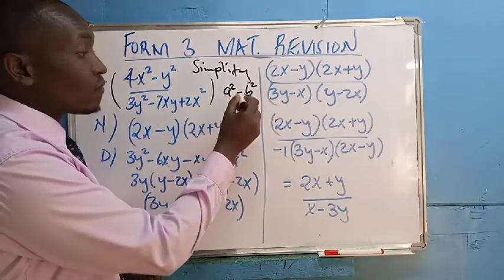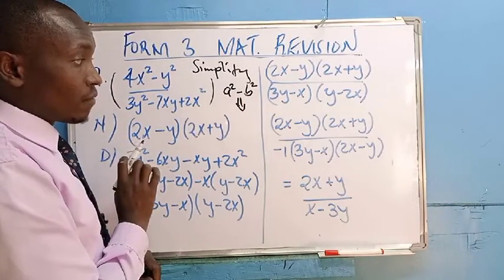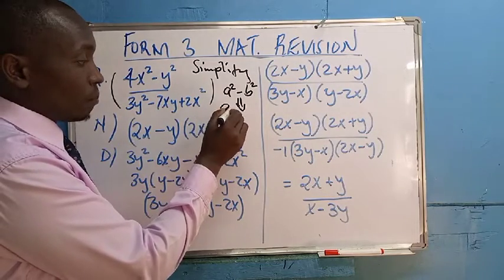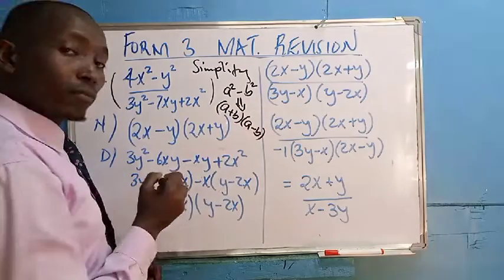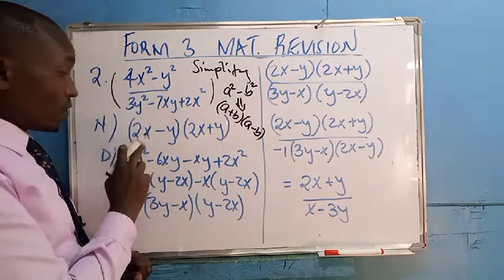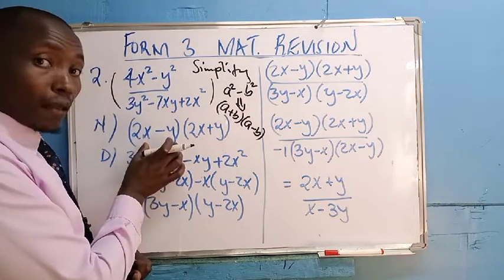We can factorize. By factorizing, it means this will end up being a plus b multiplied by a minus b. And that is all I've done here. I get the square root here, 2x, and I get the square root here, y, with a minus.